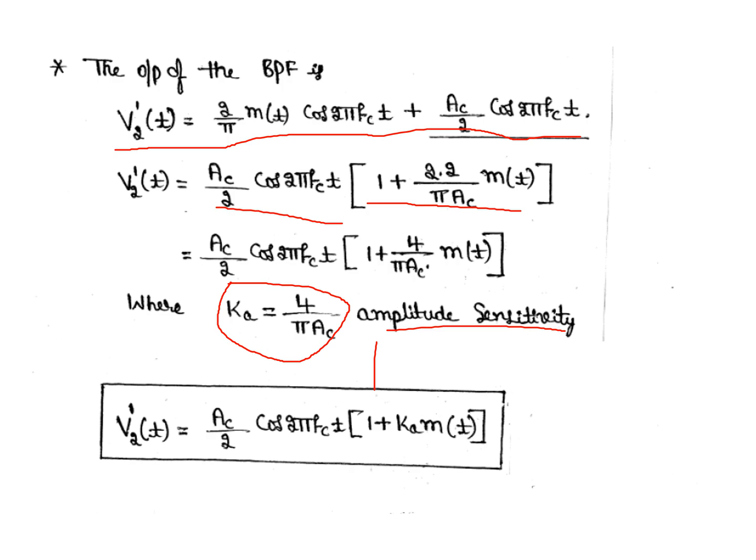The standard AM equation is written as S of t suffix AM equals Ac cos 2 pi Fc t into 1 plus Ka m of t. This looks similar to the standard equation. So you can say that this diagram can be used to generate AM signals.